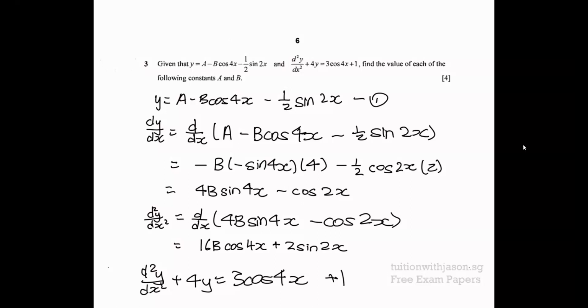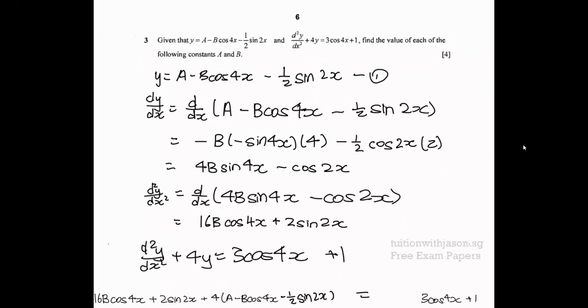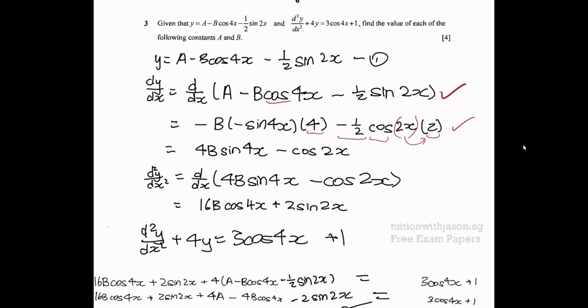So if you differentiate it, you will get this guy. Differentiate the a, you get a constant. Differentiate negative b cos 4x, you get negative b multiplied by the derivative of cosine, which is negative sine 4x, times the 4. Then differentiate negative half sine 2x: factor out the negative half, differentiate the sine, you get cosine 2x, and then differentiate the 2x, you get a 2. Then negative with negative gives a positive, and 4 times b gives you 4b sine 4x. Then negative half times 2 cancels away to give you negative 1 times cosine 2x.